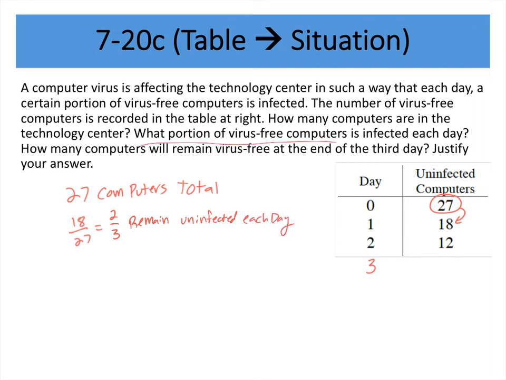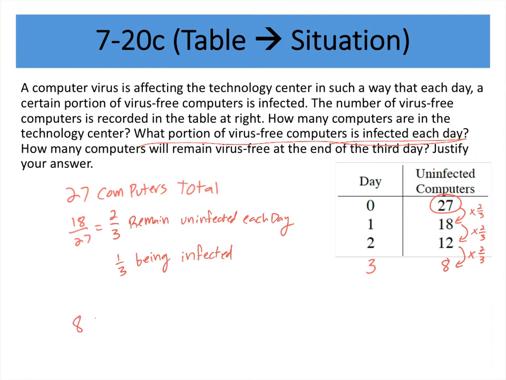So what portion of the virus-free computers is infected each day? So if 2/3 remain uninfected, that means 1/3 is being infected each day. How many computers will remain virus-free at the end of the third day? So it looks like they're multiplying by 2/3, multiplying by 2/3. So this pattern of exponential decay seems to be multiplying by 2/3. So 12 multiplied by 2/3 will give me 8 computers remaining uninfected on the third day.